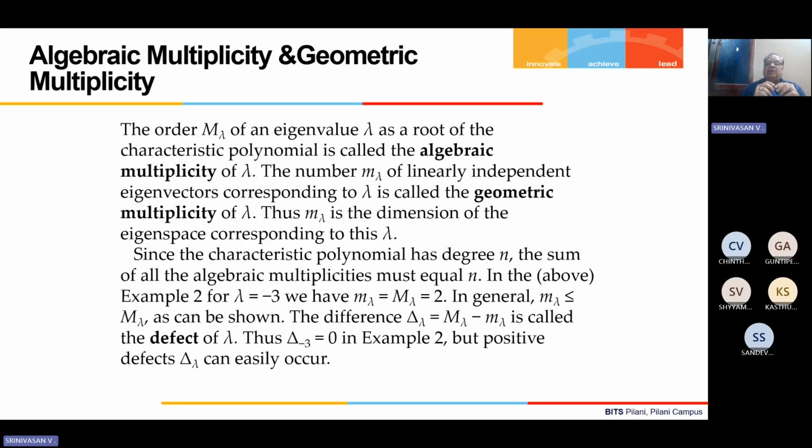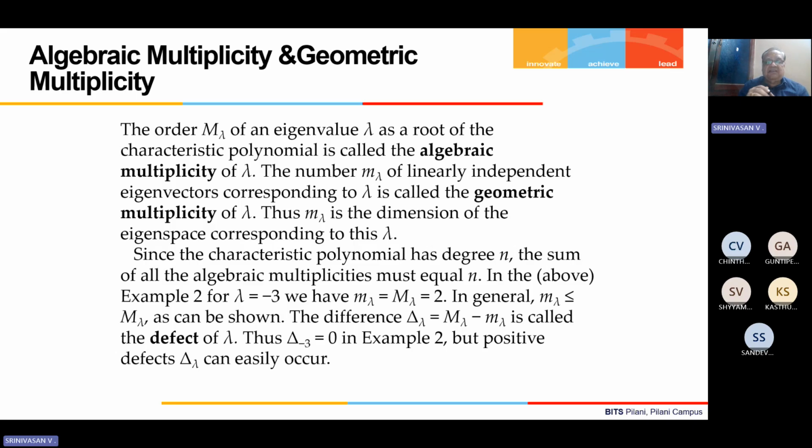The number, small m suffix lambda, of linearly independent eigenvectors corresponding to lambda is called the geometric multiplicity of lambda. So the number of linearly independent vectors corresponding to lambda is called a geometric multiplicity. The number of eigenvalues which are getting repeated, only repeated values, gives you the number capital M suffix lambda, called algebraic multiplicity of lambda. Because multiplicity means it gets repeated. That's the meaning. Not multiplied by any number. Multiplicity means it is coming more than once.